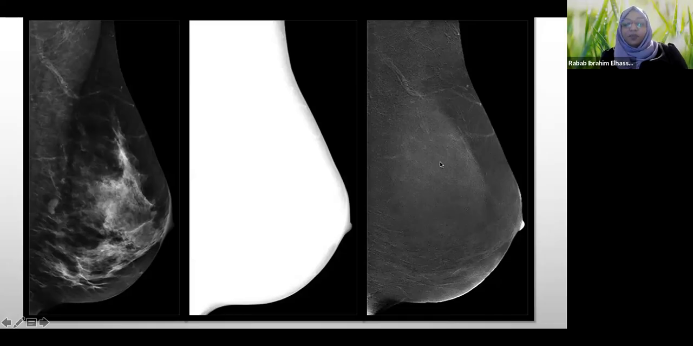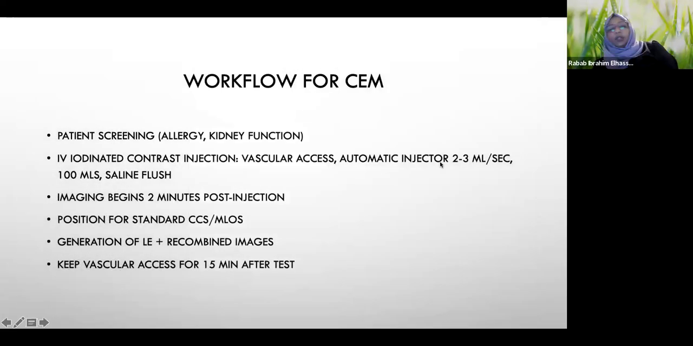Done by the machine. All we do, after we inject the contrast, is position the lady for a normal mammogram. We position CC view, MLO view, and the machine will do the rest. So it's a bit of workflow for the CEM. It's a bit of work there, but it's much easier, much shorter than an MRI.